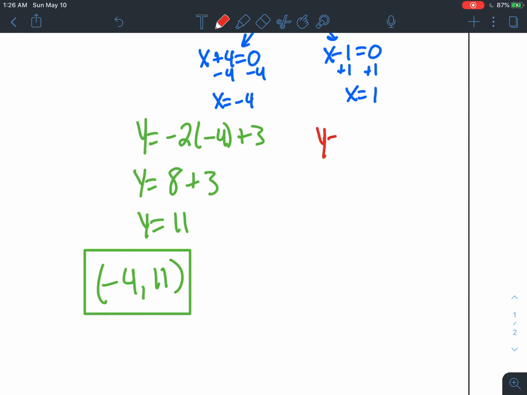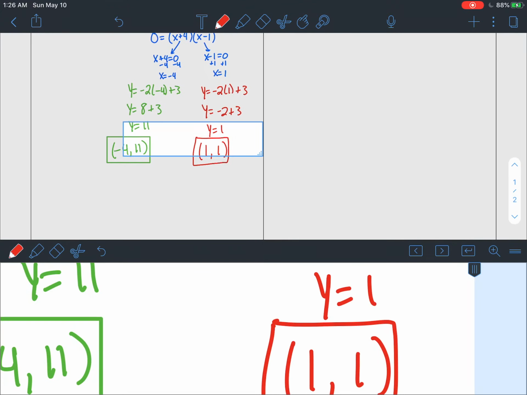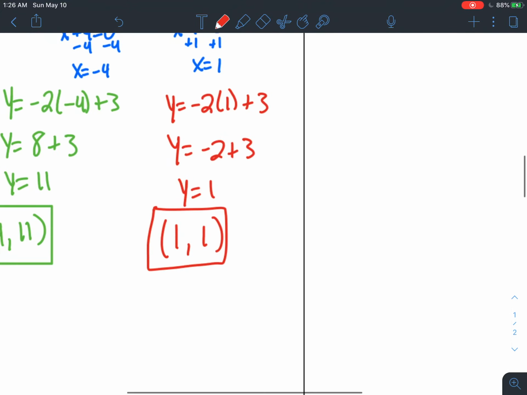Let's switch to red just for a different color. I'm going to do the same thing except -2 times 1 plus 3. Y equals -2 plus 3. So y equals +1. So 1, 1 is my other solution.